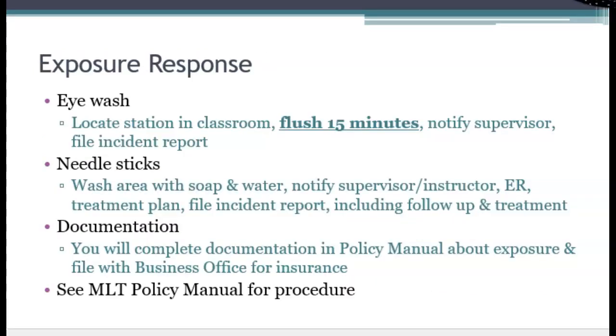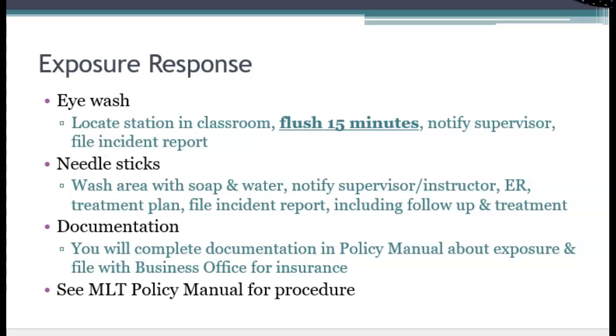Okay, the next thing we're going to talk about is the exposure response. What are you going to do if you do happen to have exposure? Let's say something happens in the classroom and you're doing a lab, and something splashes into your eye. There is an eye wash station in the classroom, so you're going to locate the eye wash station and you're going to need to flush your eyes for 15 minutes. Of course, you're going to notify the supervisor, and the supervisor in the classroom setting would of course be your instructor, and we're going to file an incident report.